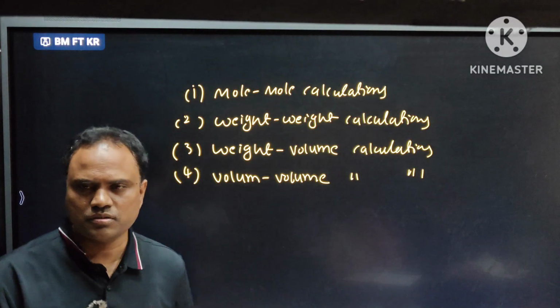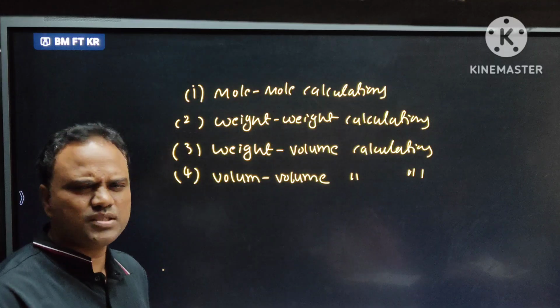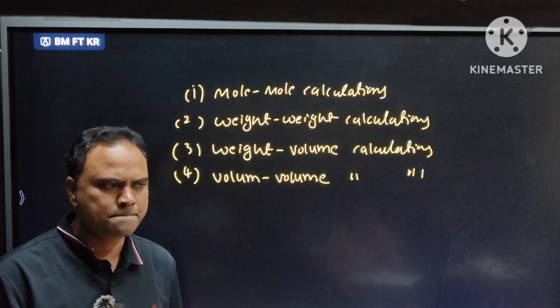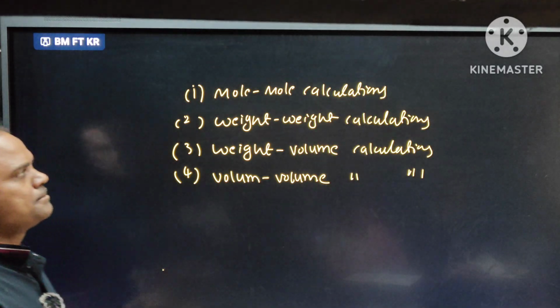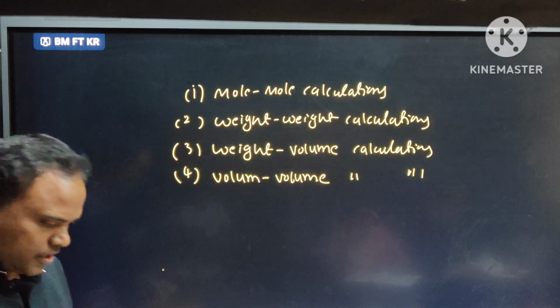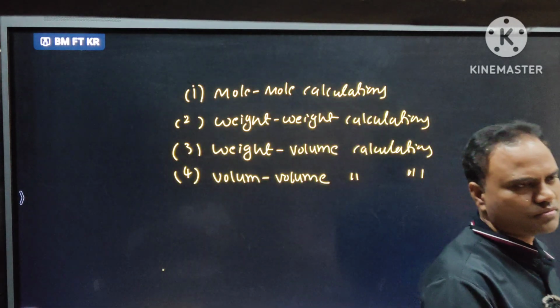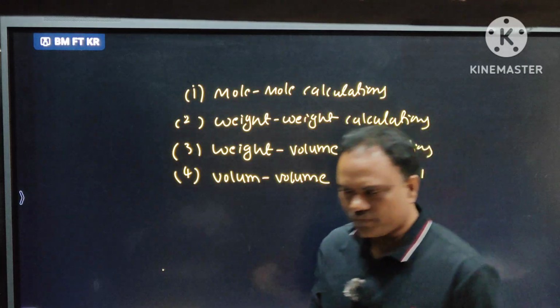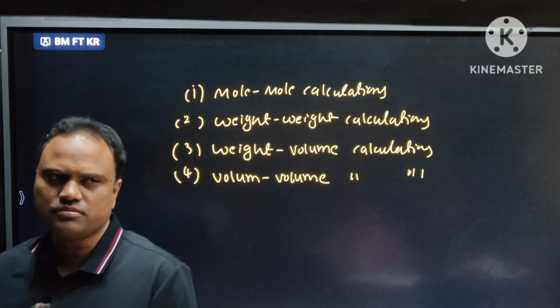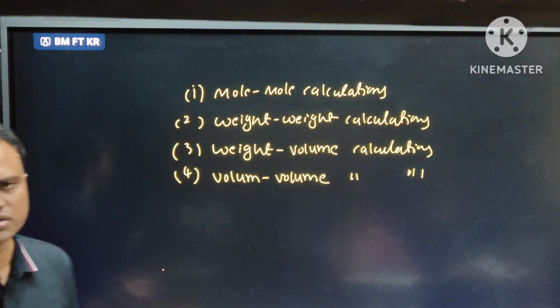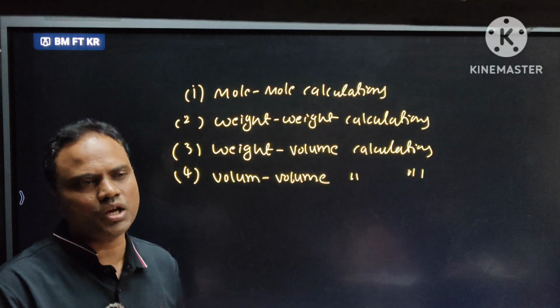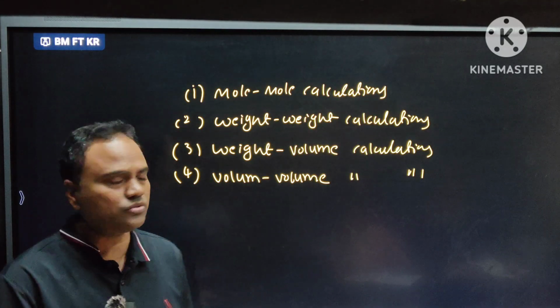Let us start first. Mole calculation is very easy. And see, these all 4 categories are useful in other physical chapters also. Basics in every physical chemistry chapter, like solutions, kinetics, electrochemistry, ionic equilibrium, thermodynamics, we use all these.